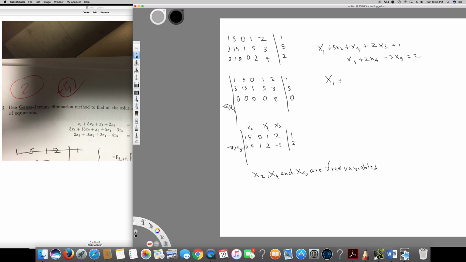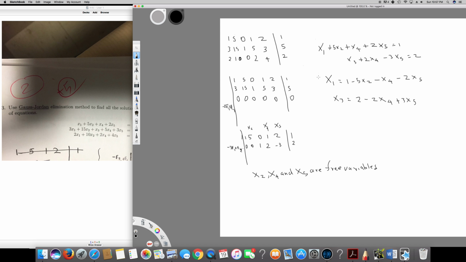Let's see what happens. x1 is going to be 1 minus 5x2 minus x4 minus 2x5. So this is my x1 value. To find x3, x3 is going to be 2 minus 2x4, minus 3 becomes plus 3x5. Now this has infinitely many solutions, so you can mention that if you want.